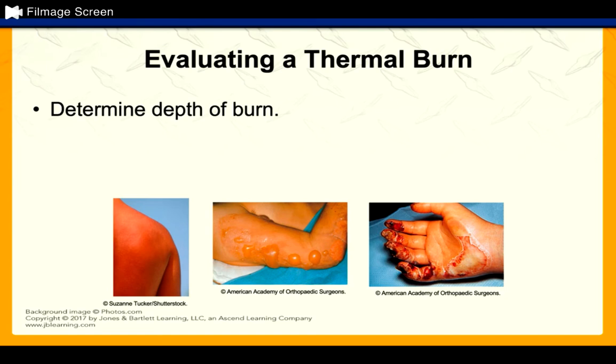So again, you see these are pockets where there's fluid accumulating. So again, this is a second degree burn.